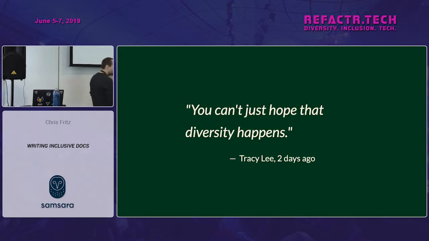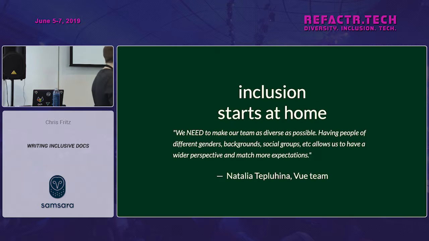And of course, as Tracy Lee, who you may know if you were here the first day, said a couple days ago, you can't just hope that diversity happens. When you want to make sure that you're serving everyone, you need to make sure that as many kinds of people as possible are represented in your work, at your workplace, in your project. So inclusion starts at home.